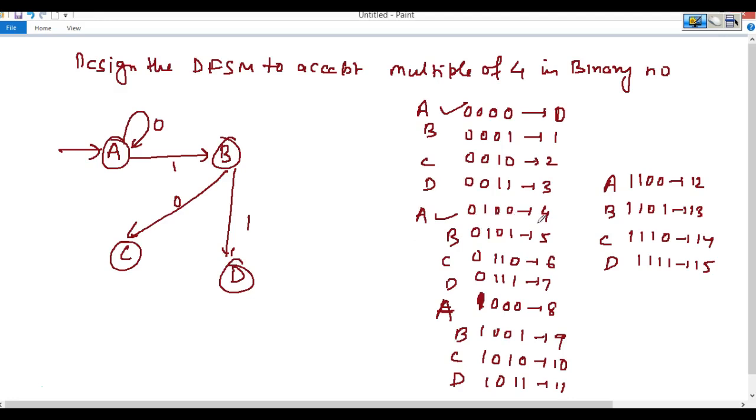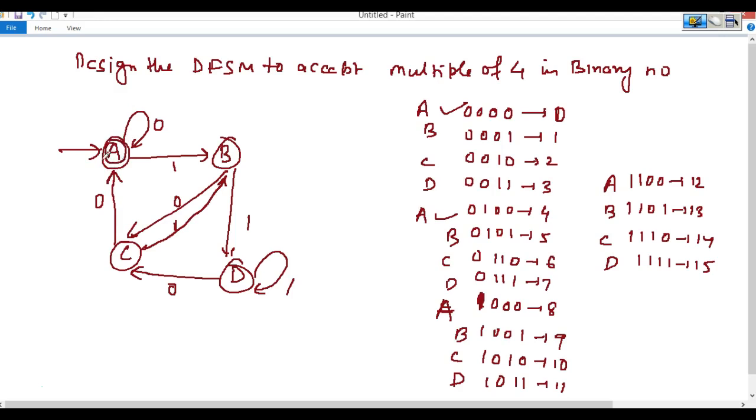Next, 0 1 0 0 is going to be A, 0 1 0 and 0 is going to be A. So 0 1 0 1 is B, 0 1 0 and 1 is going to be B. 0 1 1 0 is C, 0 1 1 and 0 is C. 0 1 1 1 is D, 0 1 1 and itself 1 is D. 1 0 0 0 is A, 1 0 0 and 0 is A only.